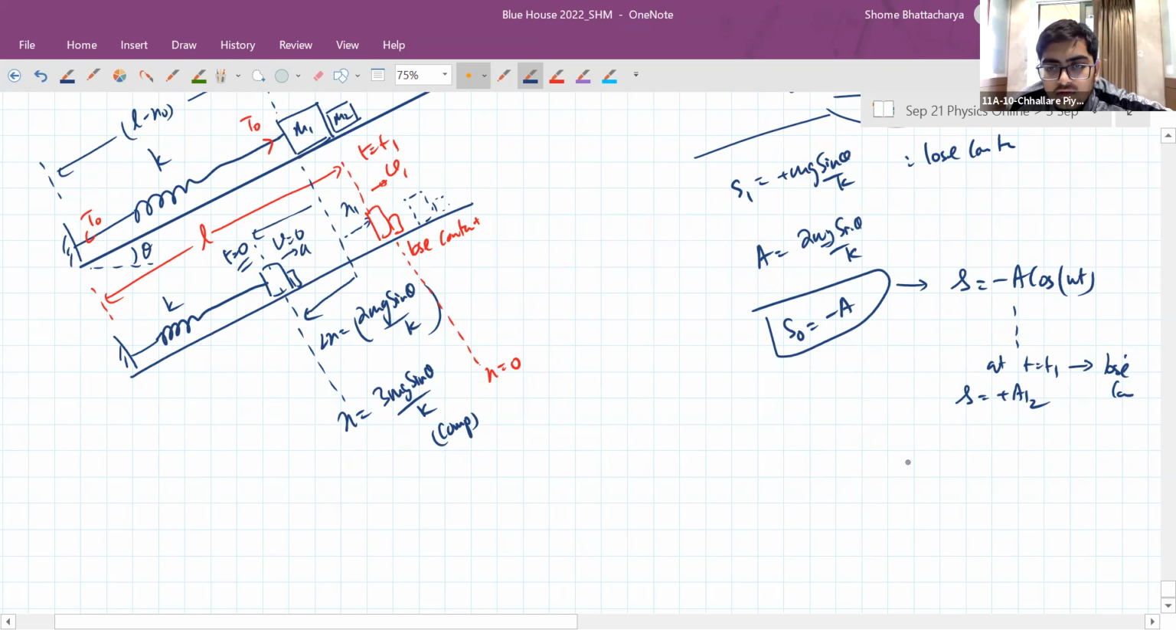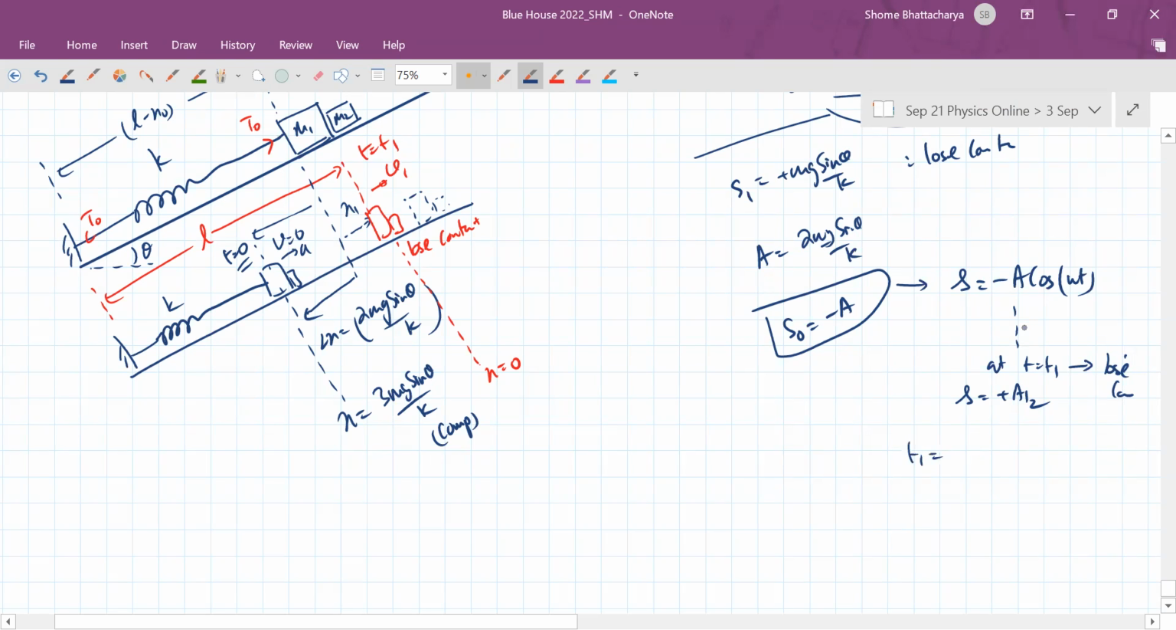Yes. So what will be the time taken? The time t1 will be now to go from minus a to 0. The time is 1/4 of the time period, and then to go from 0 to half the amplitude, it is how much? 1/12 of the time period.